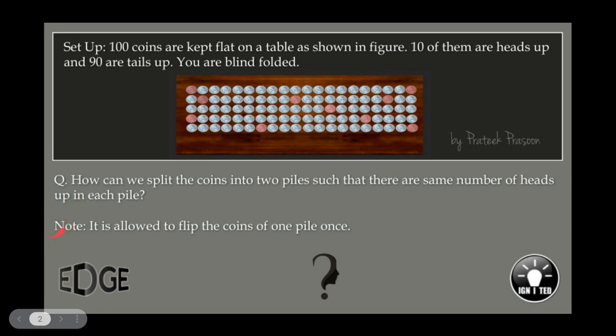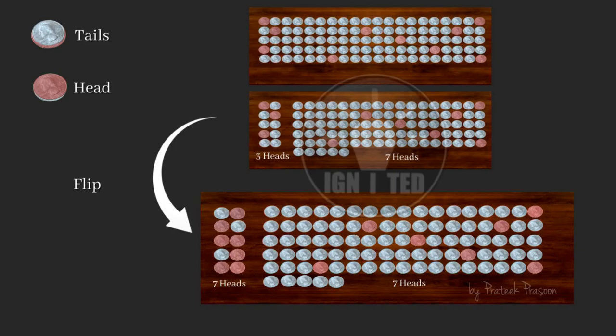Whenever such a question comes in games in CAT or something, you will have to make sense out of it that you have to do flipping. So the only information we have is 10 of them are heads, 90 of them are tails. Now we have to divide. In what ratio should we divide? We are going to divide it in the ratio of the number of heads and the number of tails, that is 10 is to 90. If we divide it that way, we'll see how we can easily solve the question.